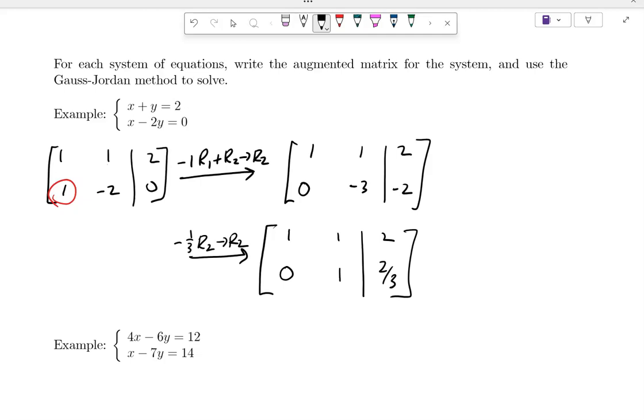Now the last step, I get a 0 here, right? Next step is to get a 0 here. What operation is going to give you a 0 there? And again, remember, always work off the leading one you just found. What row operation is going to work for that one?